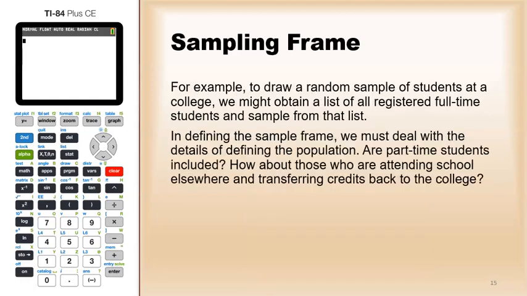For example, to draw a random sample of students at a college, we might obtain a list of all the registered full-time students and sample from that list. Now, in defining the sampling frame, we must deal with the details of defining that population. Are part-time students included? How about those who are attending school elsewhere and transferring credits back?